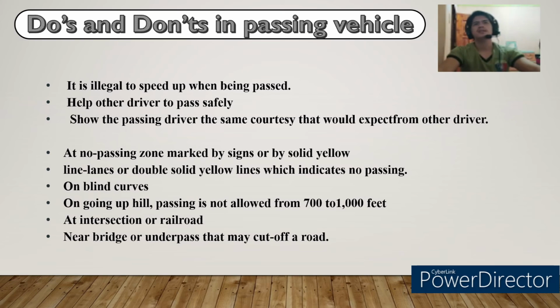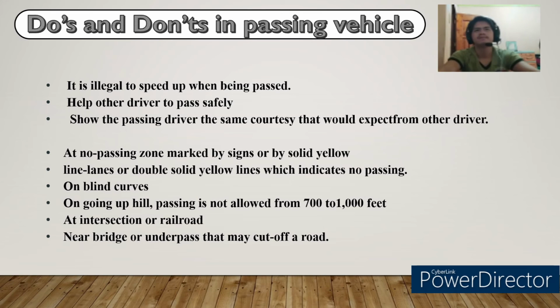Next, do not pass when going uphill. Passing is not allowed within 700 to 1,000 feet. Passing on an uphill road is extremely dangerous because the terrain itself can cause accidents if you hesitate while overtaking. So on an uphill, we must always avoid it and just follow those ahead of us.